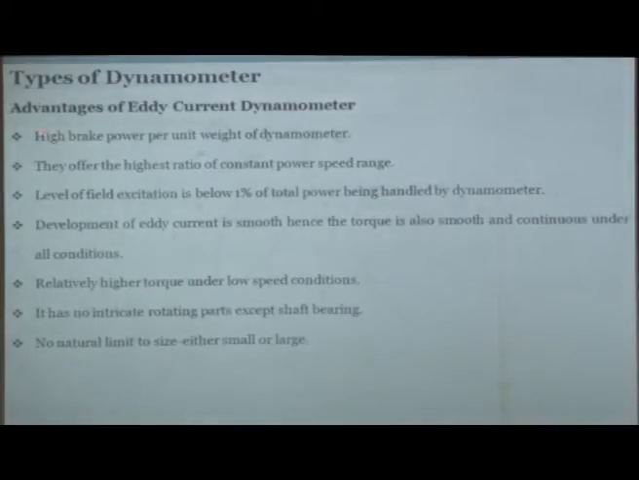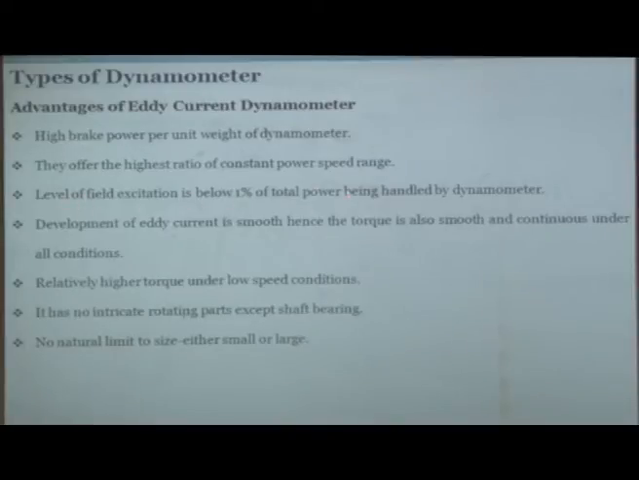What is the advantage? High brake power per unit weight of the dynamometer. The eddy current dynamometers are actually the smallest specific weight devices. In very small volume, you can absorb a lot of energy compared to the earlier three that I have described. They offer the highest ratio of constant power speed range. So they are pretty good for constant power speed range.